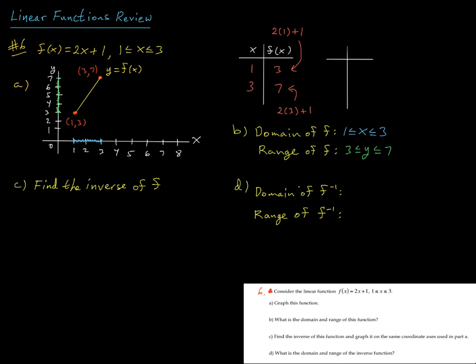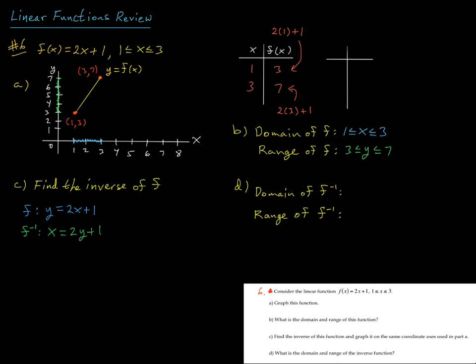All right, now part C says find the inverse of the function and then graph it on the same coordinate axes used in part A. All right, so let's go ahead and start by finding the inverse as an equation. So for our function f, we have that y is equal to 2x plus 1. So then for the inverse, we swap inputs and outputs. So we get that x is 2y plus 1.